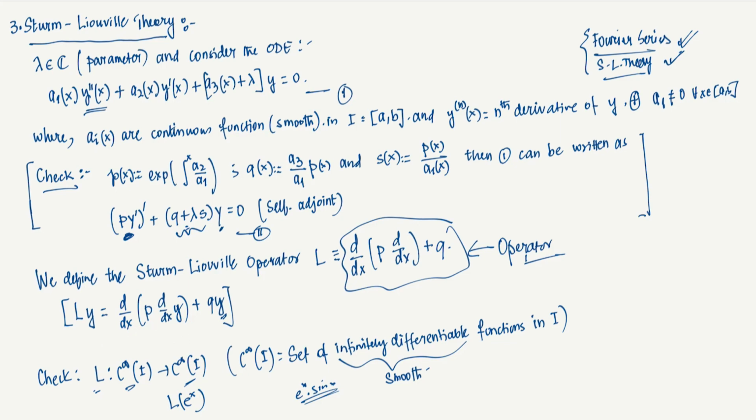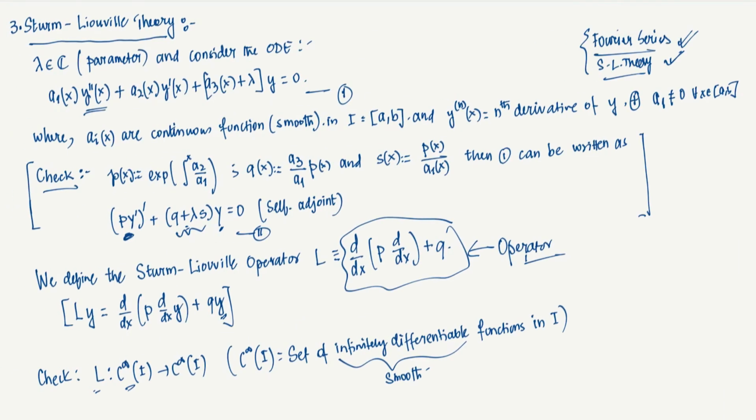Essentially what I'm saying is L is an operator in such a sense that if you give it a C infinity function, it will give you back a C infinity function. The output will be C infinity. Okay, fine. So I think that is more or less clear why we are calling this an operator.